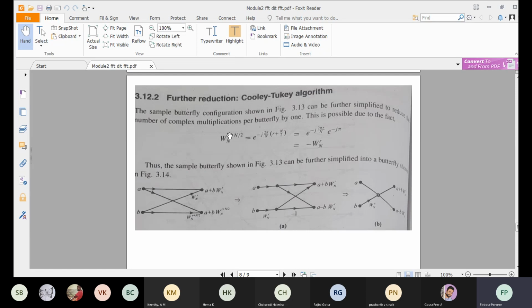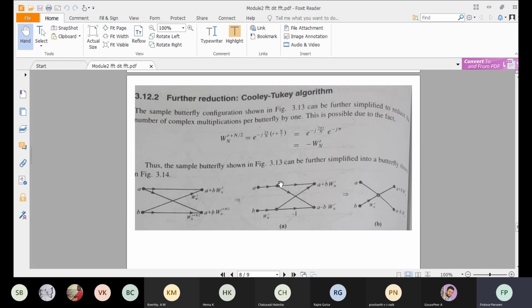So wn to the power of r plus n by 2 is nothing but, we know what is wn, it is nothing but e to the power of minus j 2 pi by n. Okay, this r plus n by 2 gives e to the power of minus j 2 pi r by n into e to the power of this n and this n will get cancelled, this 2 and this 2 will get cancelled. So what will remain? E to the power of minus j pi. So e to the power of minus j pi is what? Cos pi minus j sin pi, which is nothing but minus 1. So minus 1 can be written as minus wn to the power of r. So that is being changed to a minus b wn to the power of r.